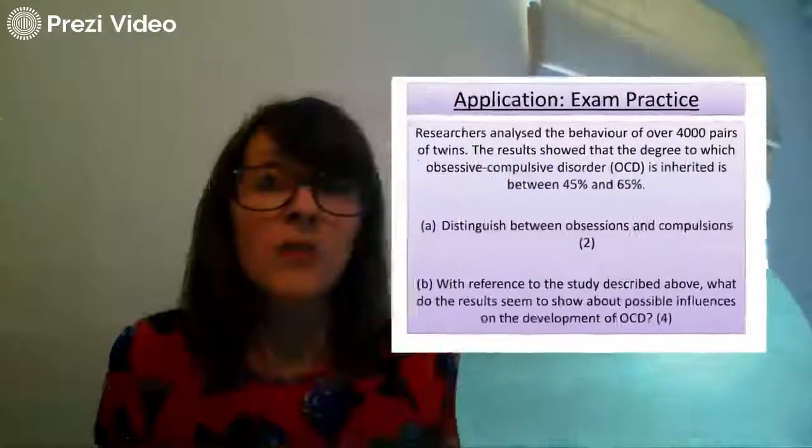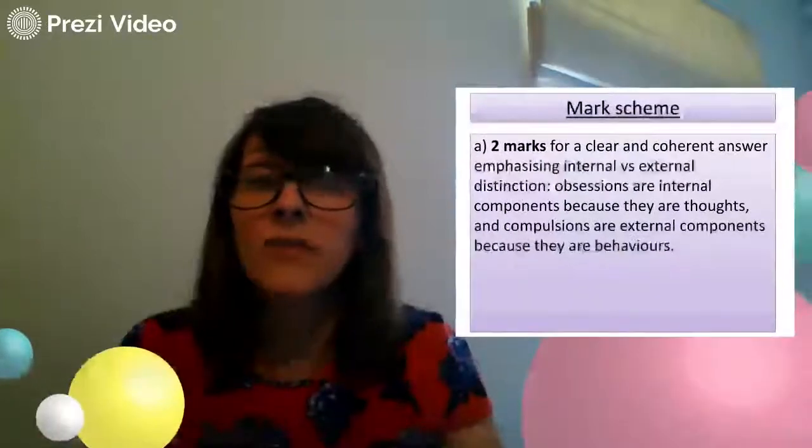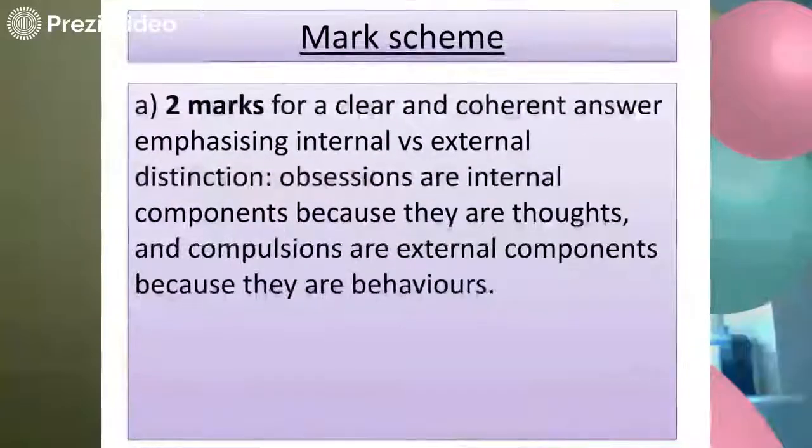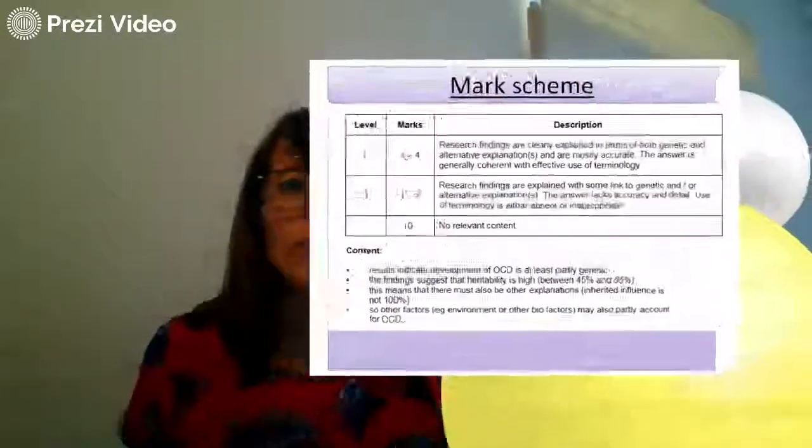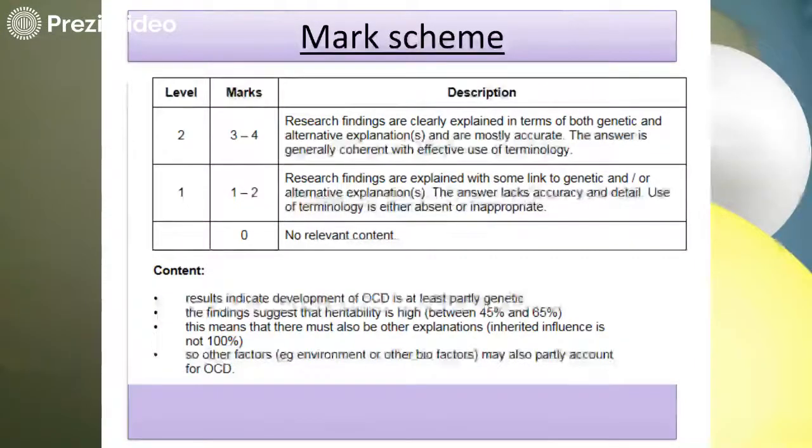Okay, so then we've got the mark scheme. So for the first question, distinguish between obsessions and compulsions. Obsessions are internal, so they're thoughts, they're cognitive, and compulsions are external and they are behaviours. And then the next part. So looking at those results, it suggests that OCD is partially genetic because heritability is between 45 and 60%, but because it's not 100%, there must be other factors that we have to take into account, such as the environment or irrational thinking, something along those lines.